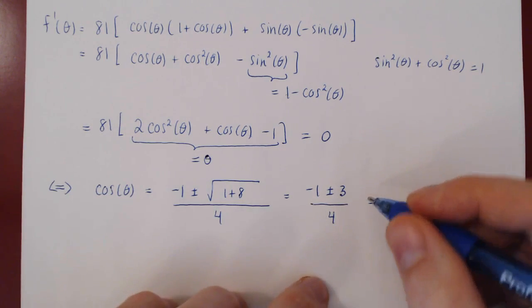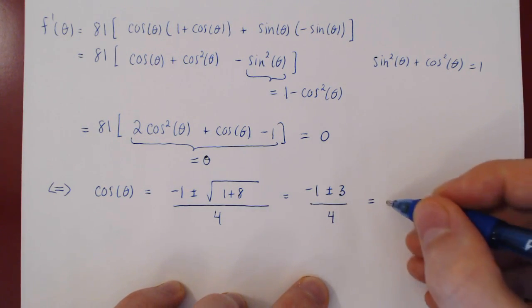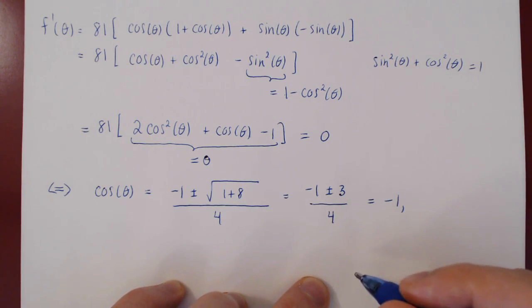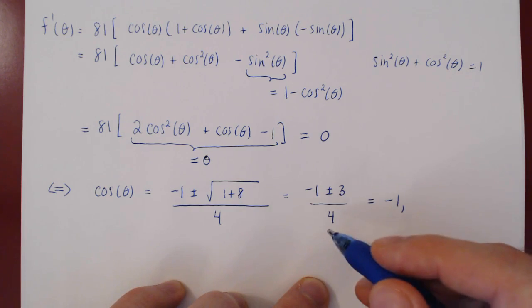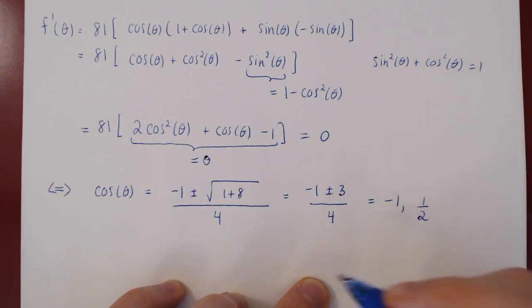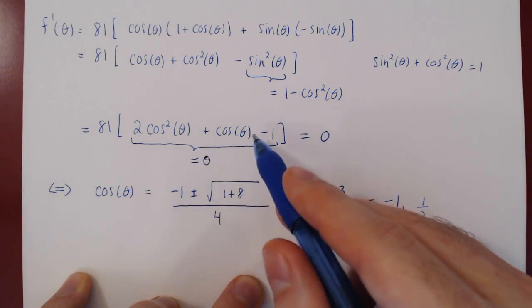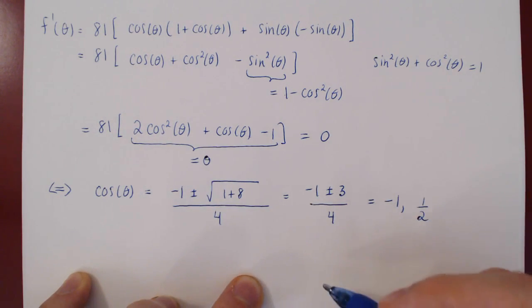And let's see, if you take the negative, you'll get negative 1, negative 3, negative 4 over 4 is negative 1. If you take the positive, you'll get negative 1 plus 3 is 2, 2 over 4 is 1/2. So the only way for this to be 0 is if cos of theta is negative 1 or 1/2.